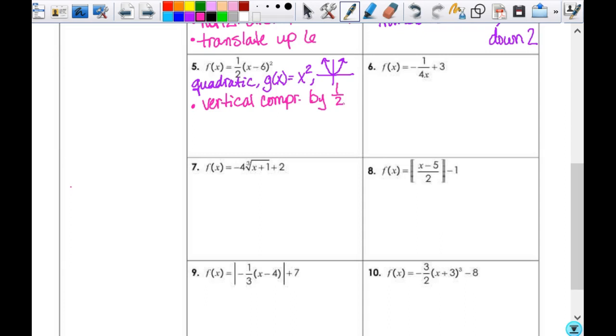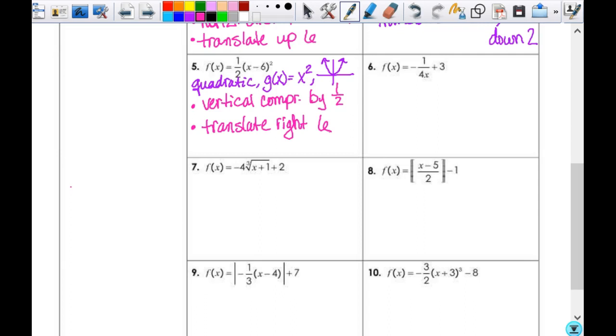And then what does that 6 do? You're gonna go right. Oh, it translates to right. Good. Translate right 6. Y'all agree with that? Yes. We all good? Okay. All right.